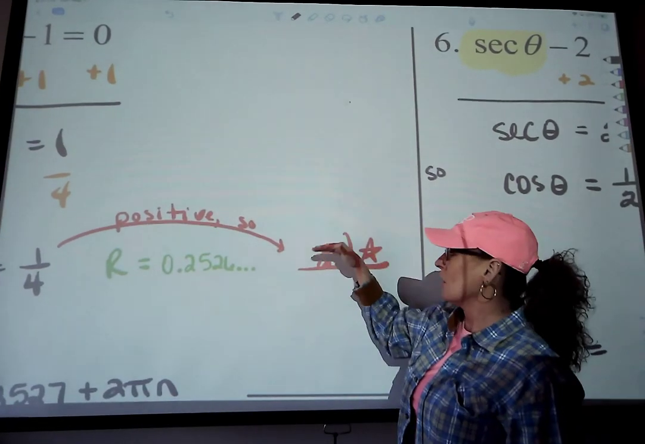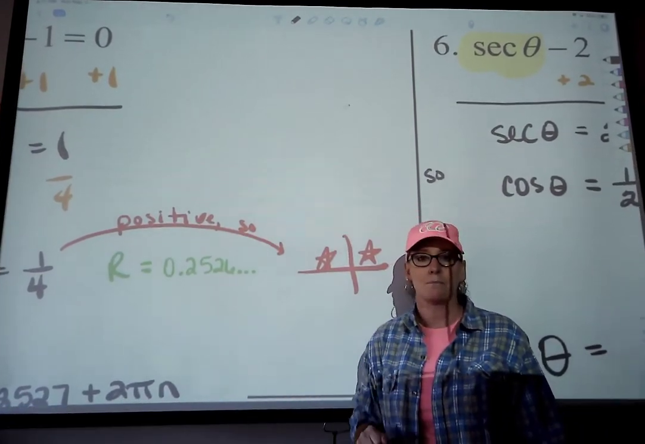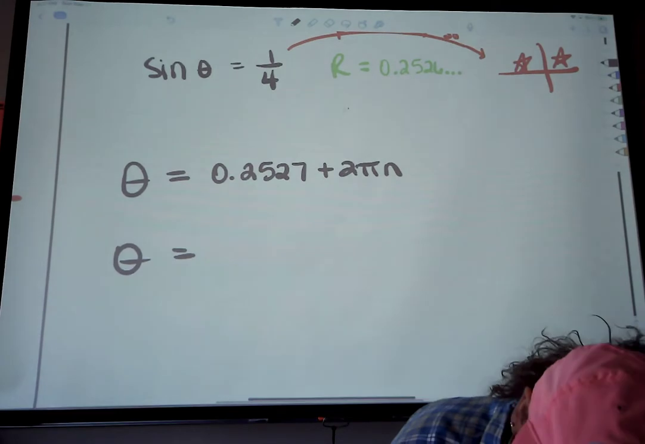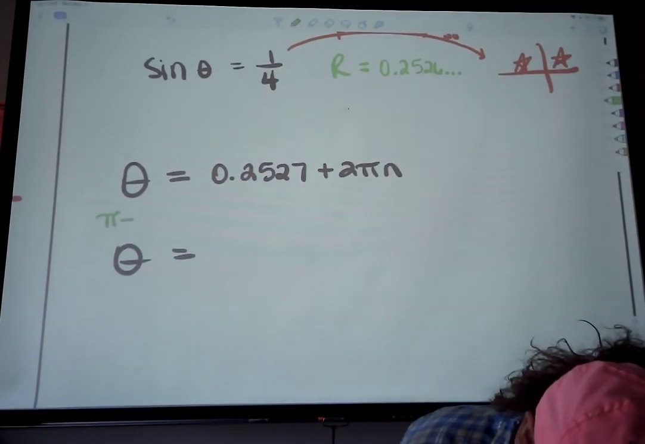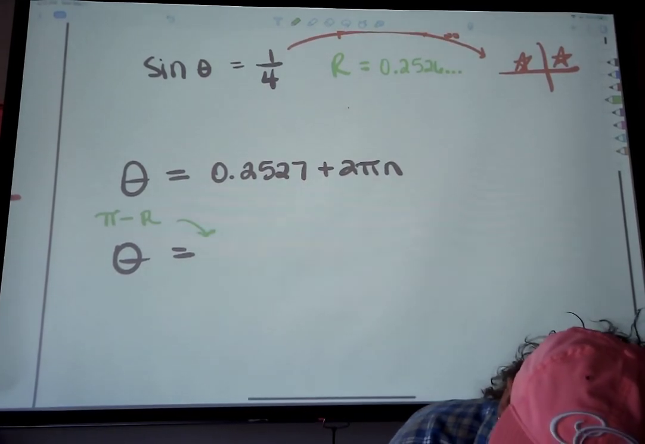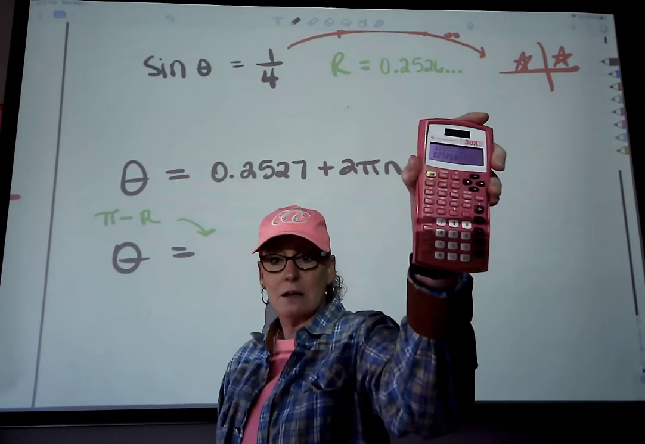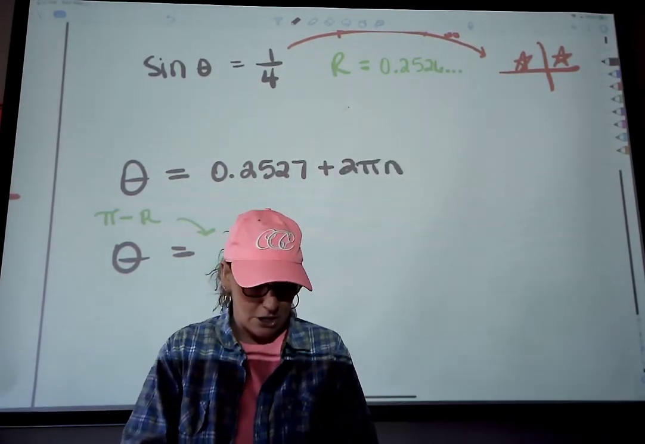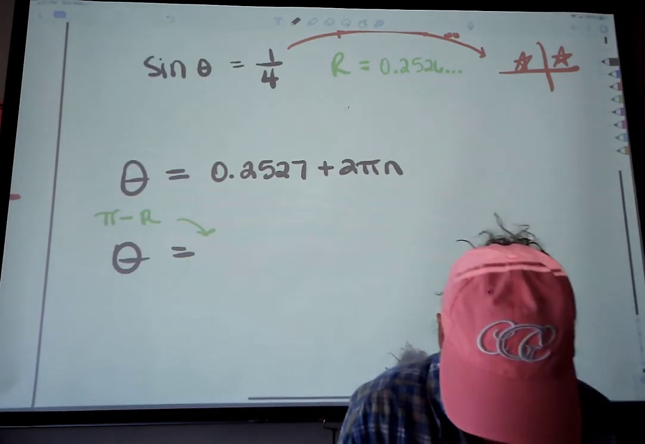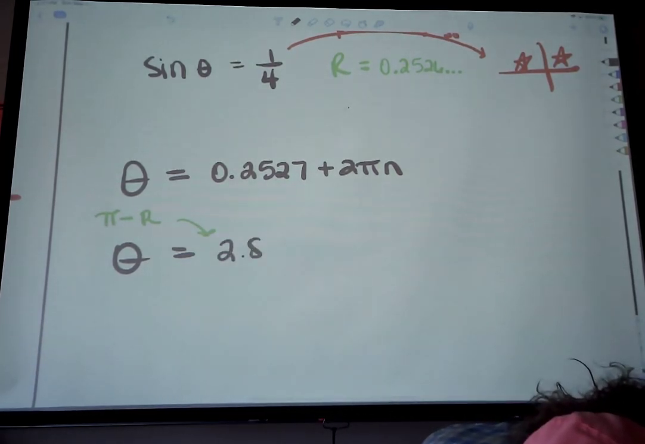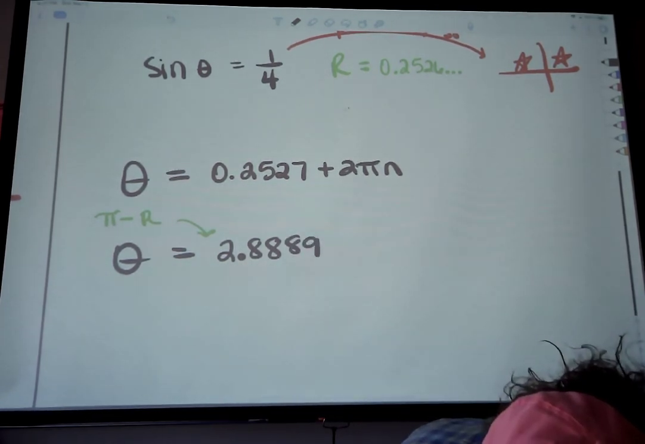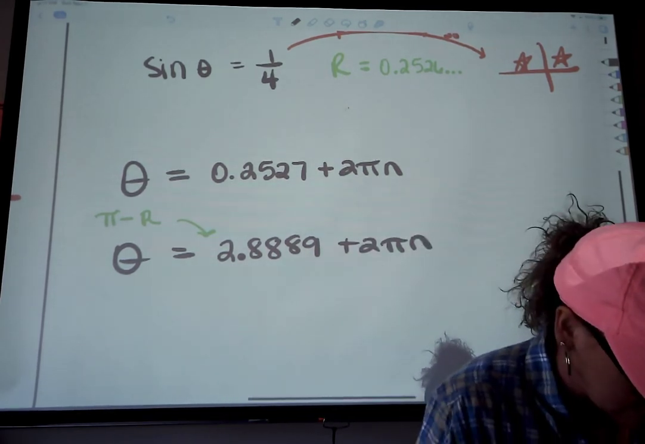Well, you take the whole thing, pi, minus your reference angle. So for quadrant 2, I'm going to go pi minus reference. And my yucky angle's still in my calculator. I haven't touched it. So I'm going to go pi minus answer equals. Quadrant 2. Ready? It looks like this. 2.8889 plus all of our revolutions.